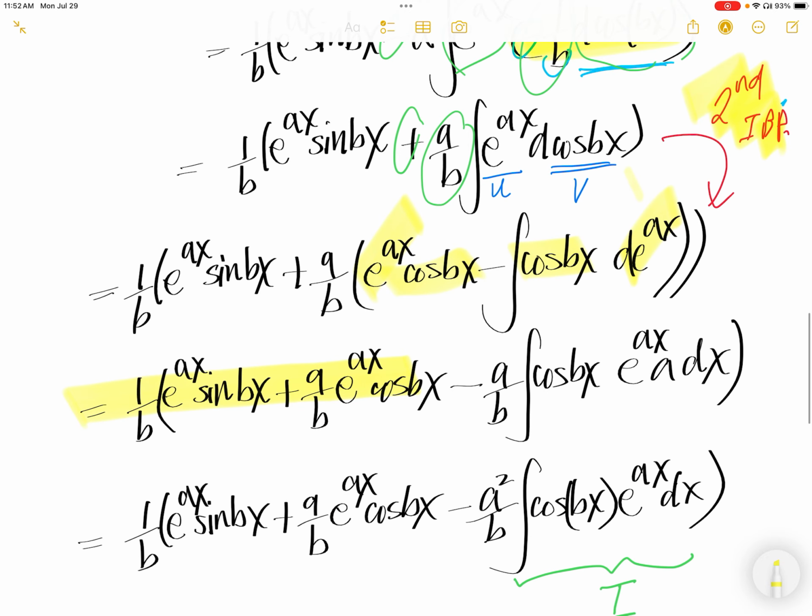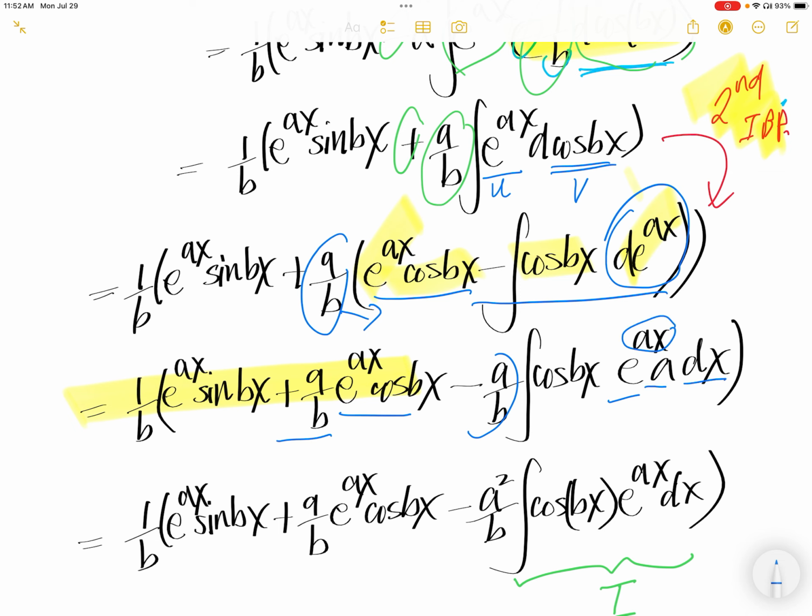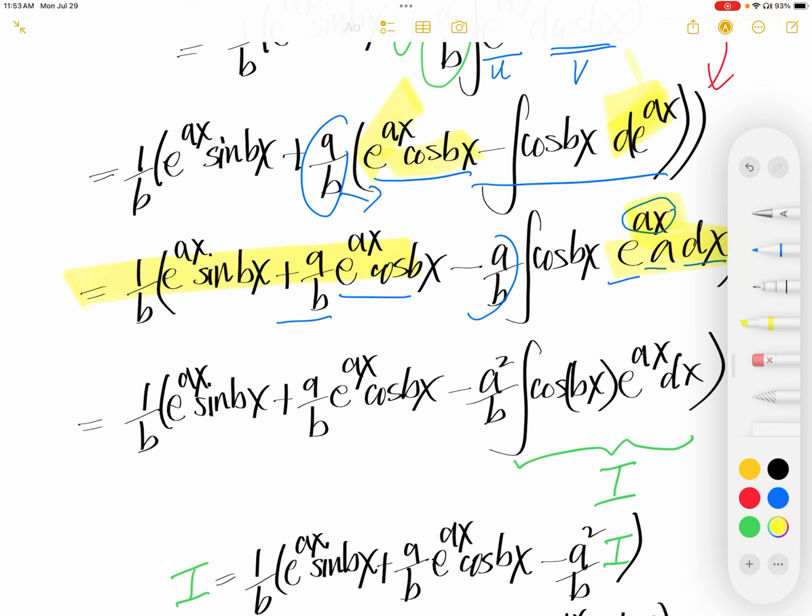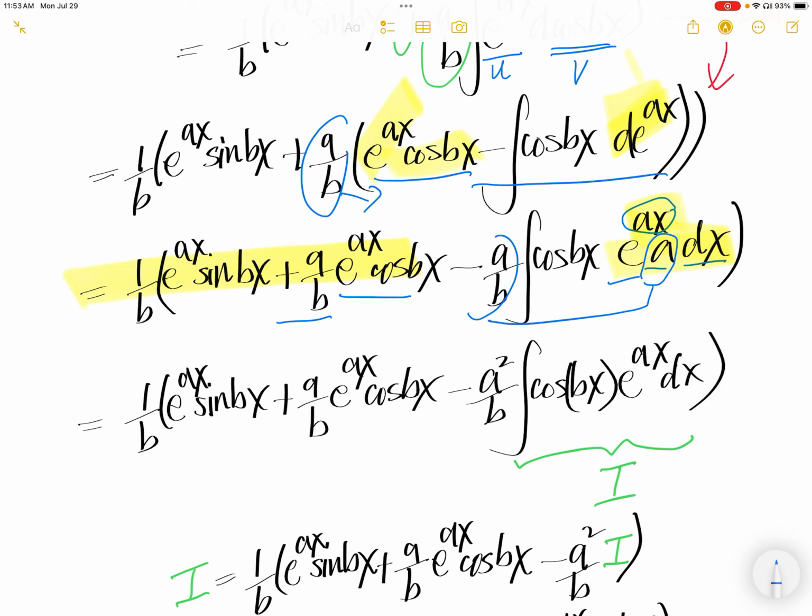Everything so far on u here is the same, and then that. Let us distribute a over b times this piece, minus a over b times this integral. The derivative of e to the power ax is e to the power ax times a dx. This derivative is this. Now we are going to move the constant outside. A times a, you get a squared, everything is the same. Then you get cos bx e to the power ax dx.